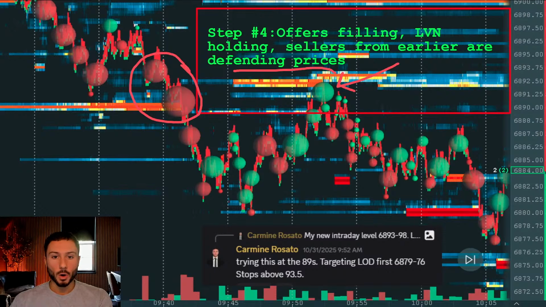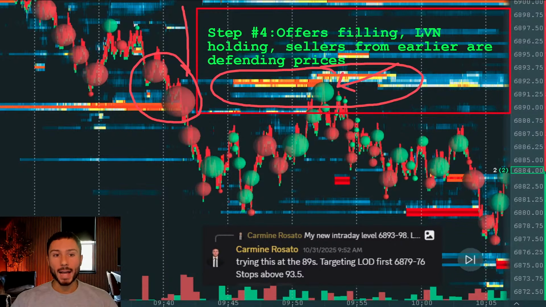We see larger offers here on the heat map, which just indicates large passive sellers at this level of low volume, combining it with those large delta outliers and the low volume node. This is where I found enough confirmation to get short at 68.89, putting my stop loss at 68.93 and a half, about 4 points of risk, targeting about a 10 to 13 point reward. So it's about a 3-to-1 or higher risk to reward ratio.